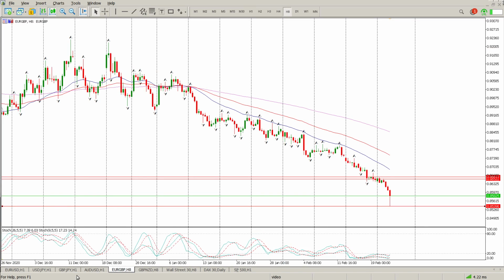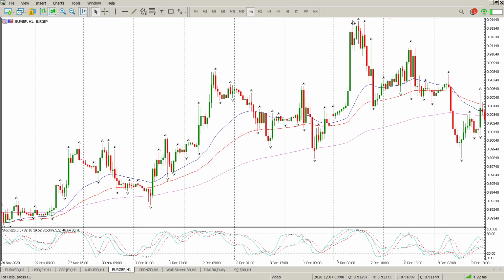Euro British pound, also a British pound pair, and this target has been met. So that was 0.87396, and as you remember yesterday, we were looking for an opportunity to get back in short, and that definitely has played out.